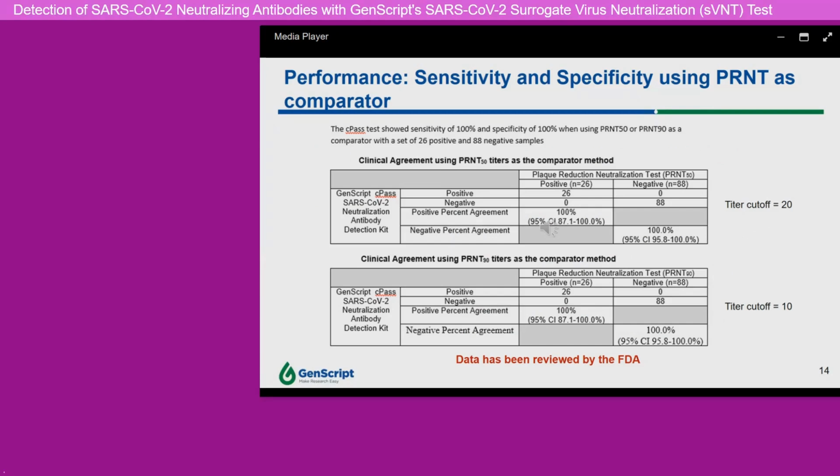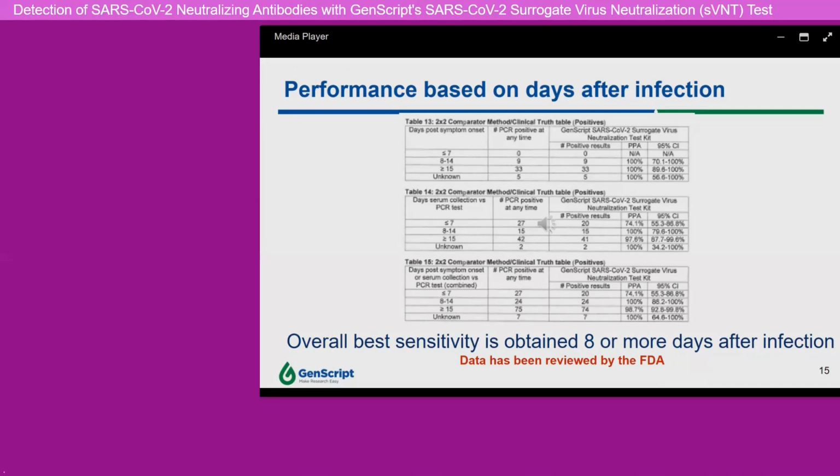This data was submitted as part of our FDA review, and this particular chart is a summary of our original sensitivity specificity data when compared to plaque reduction neutralization test. You can see that our test performs very well, resulting in 100% for both sensitivity and specificity. In this slide, we also show where we conducted a testing timeline to compare to PCR. As expected, early in infection, concordance is little to none, but as time goes on and the immune system responds, the sensitivity increases, which looks optimal by day 8.